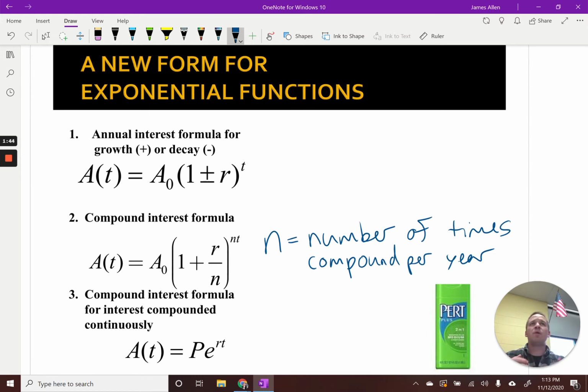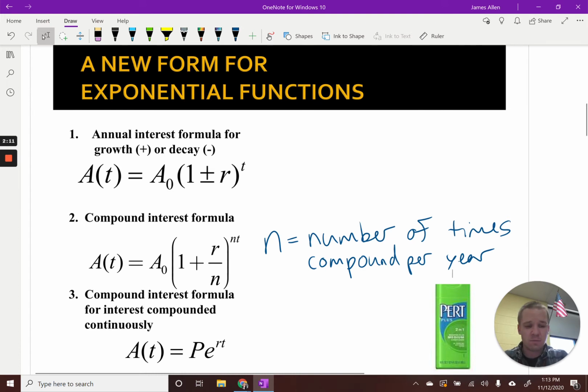So if a problem says that it's compounded monthly, we're using formula number 2 here. If it says that it's compounded continuously, we're using this third one here, the A-PERT, hence the shampoo bottle here. Hilarious. All right, if something's just growing or decaying, that's number 1 there. Like if we're saying that the value of a car is declining at 2% a year, you could use this top formula. The ones that we're going to work with today are 2 and 3 for the most part.